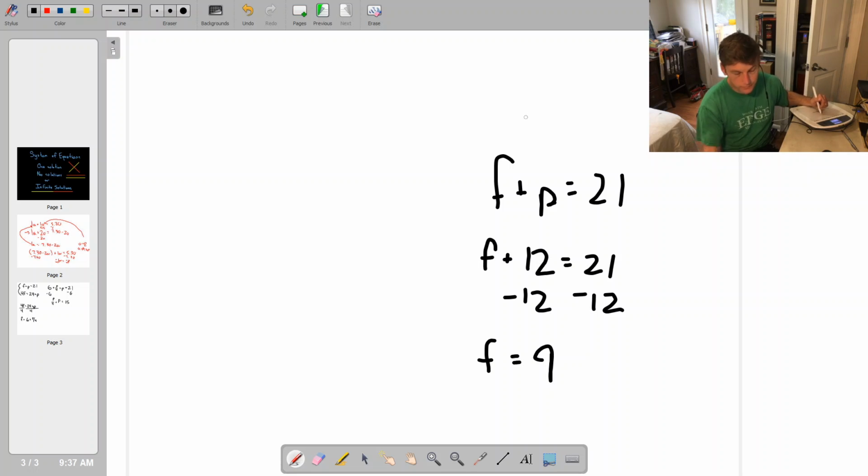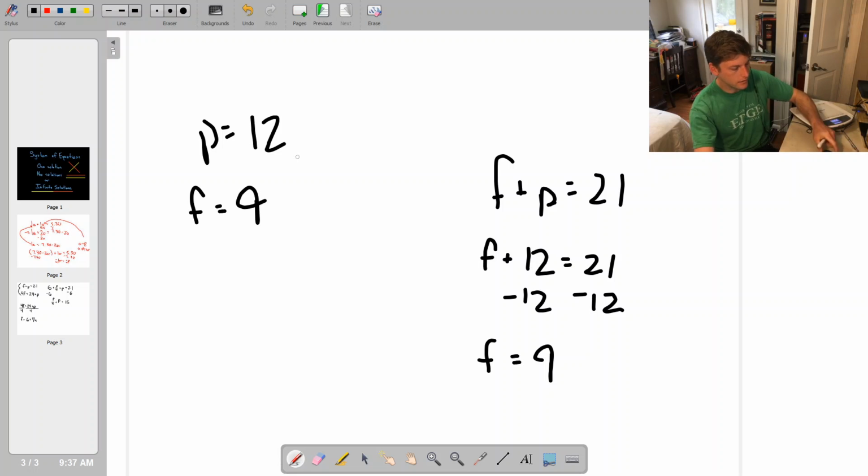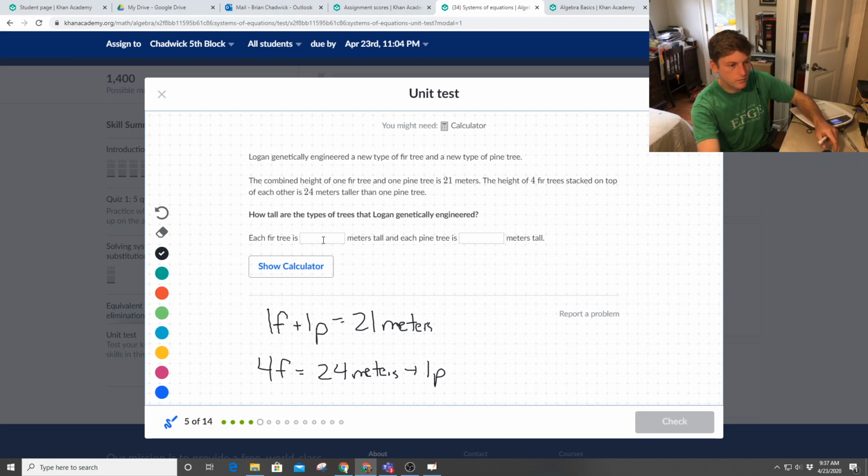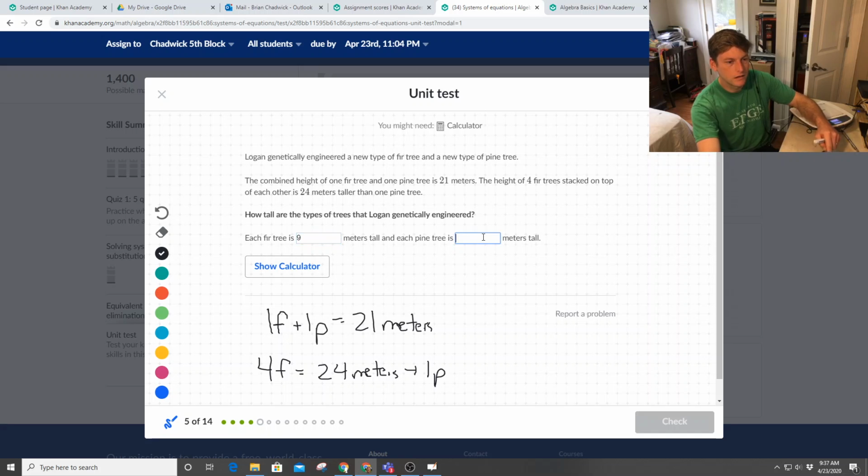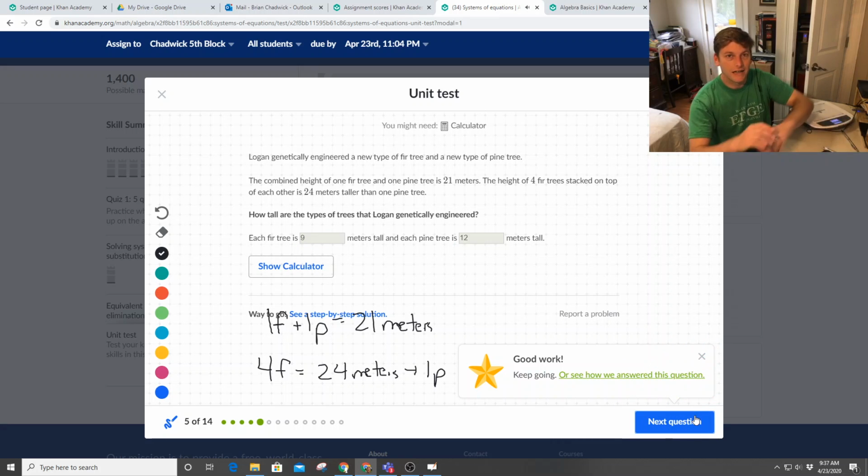All right. Woo! So the pine tree was 12, and the fir tree is 9. Let's see how we're doing there. The fir tree is 9, and the pine tree is 12. There we go. All right, it's a lot of work.